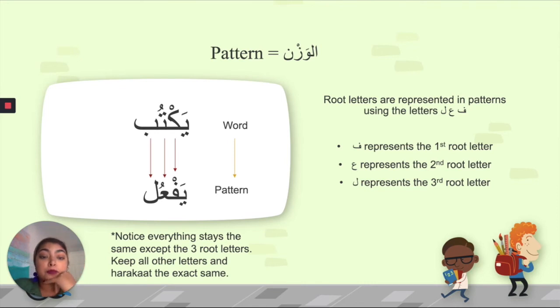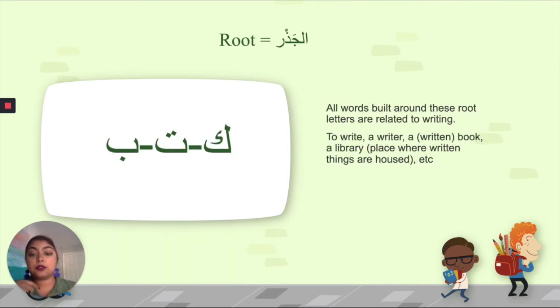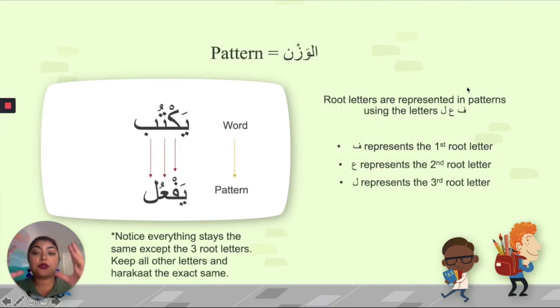So what we essentially do is we have those root letters, al-jadhr, which we had here, kaf, ta, ba. Notice we have three letters, one, two, three. Those three root letters are represented by the letters fa, ain, lam. The first root letter is represented by fa, the second root letter is represented by ain, and the third root letter is represented by lam. Fa, ain, lam.